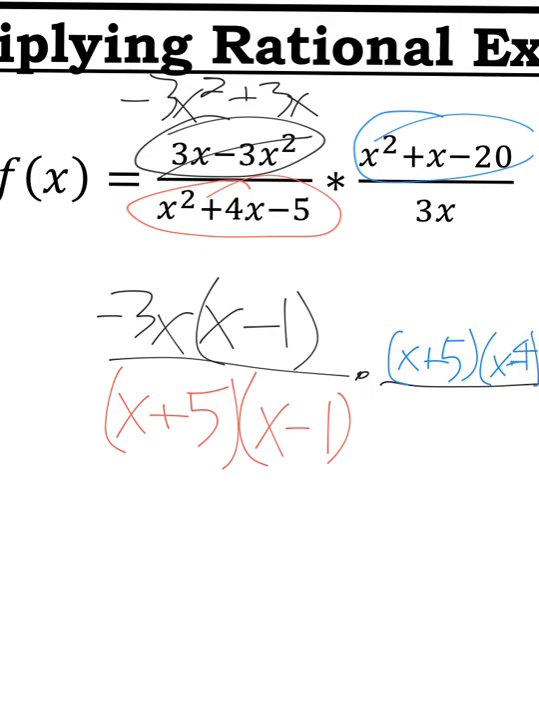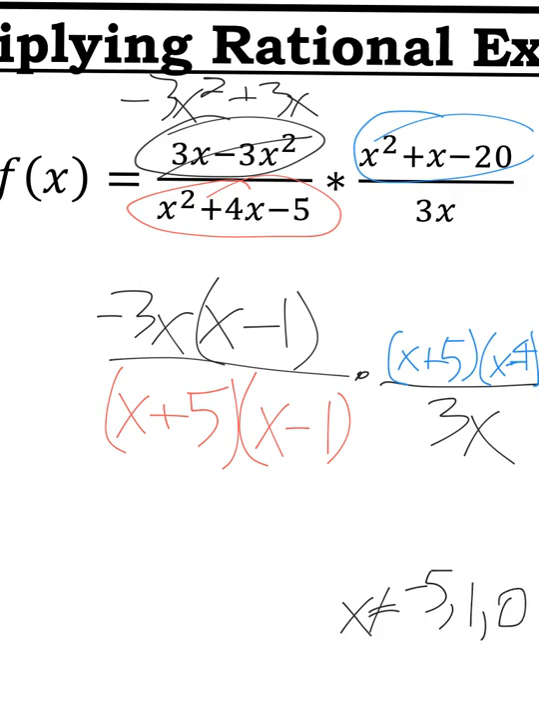And then on the bottom, we just had that 3x. Okay? So let's write down where our domain is restricted. It's restricted at 3 places. Can't plug in a negative 5, can't plug in a positive 1, and can't plug in a 0. So that's what I'll write down, negative 5, 1, and 0.